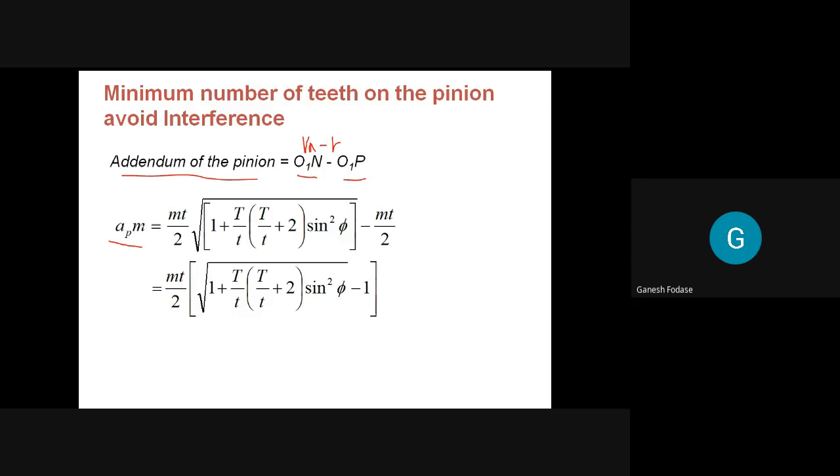M. What is AP into M? AP is the addendum coefficient of the pinion and M is the module. So if I equate the standard addendum value to the maximum addendum that you can provide to avoid the interference, then by equating these two equations, we will get the value of the minimum number of teeth on the pinion to avoid the interference. So what I did, we find out first RA max.